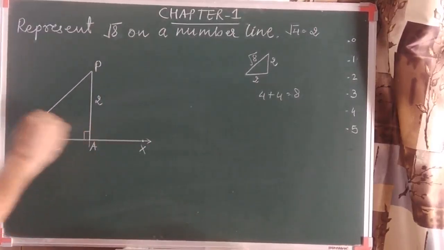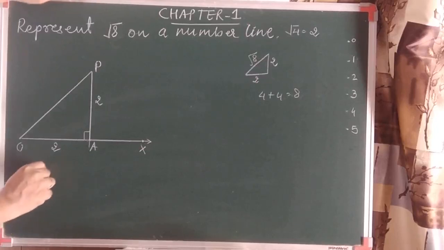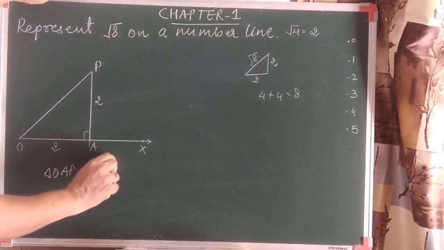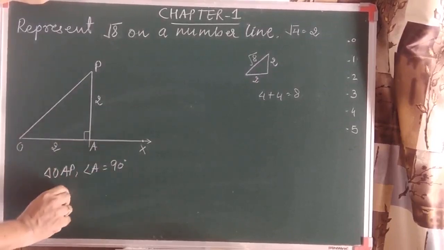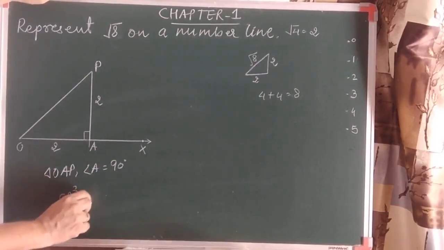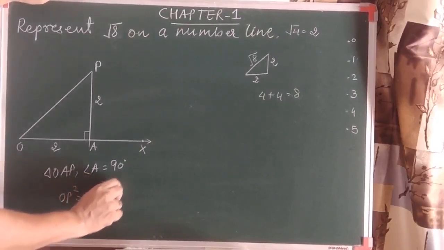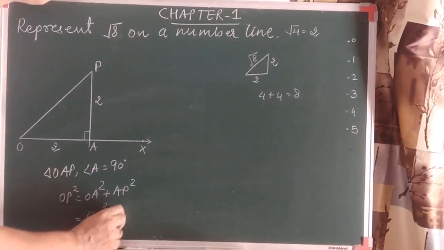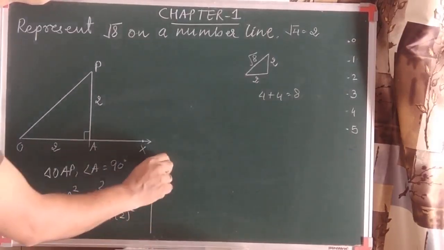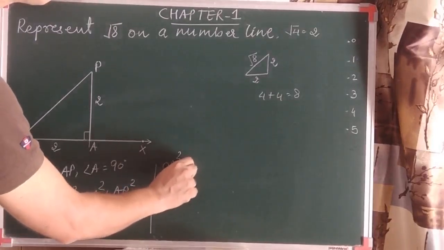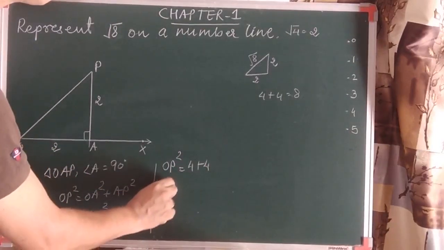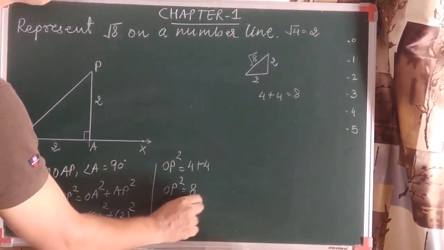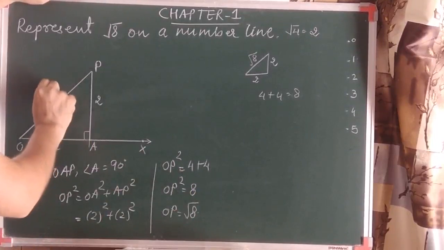Let me just draw the perpendicular. So we can say that in triangle OAP, angle A is a right angle. By Pythagoras, OP square is OA square plus AP square. OA is 2, AP is also 2. So OP square is equal to 4 plus 4, so OP square is equal to 8. So OP is equal to square root of 8. This is the value root 8.